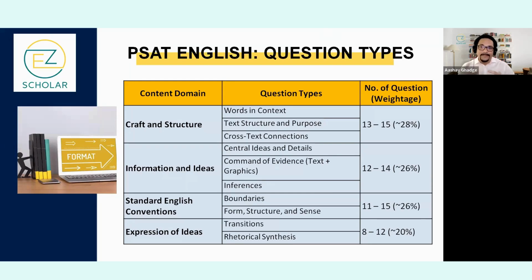And then how would people in text 2, for example, respond to the hypothesis mentioned in text 1, right? So that's craft, structure, and purpose. You get about 13 to 15 questions here with a rough weightage of 28%.